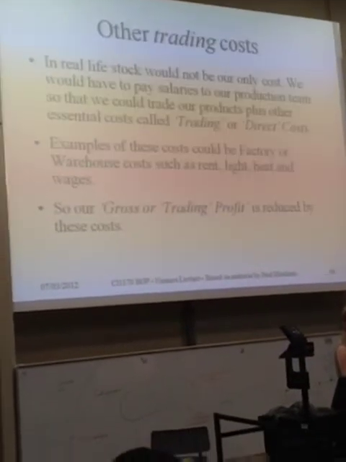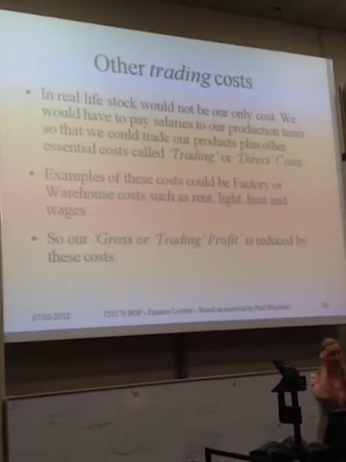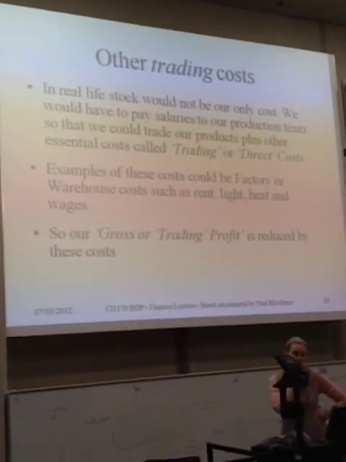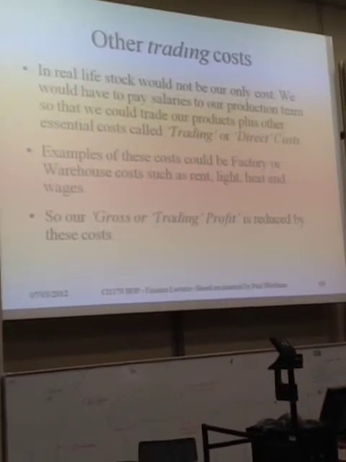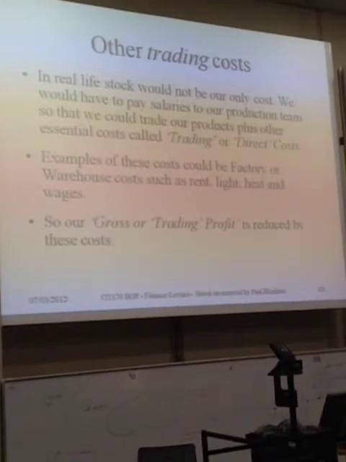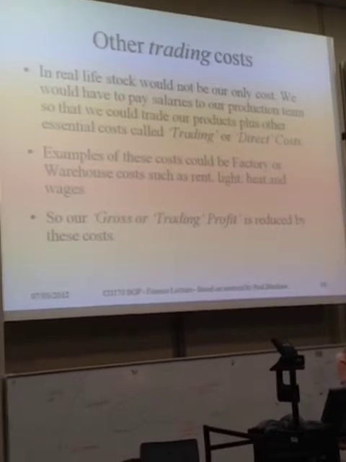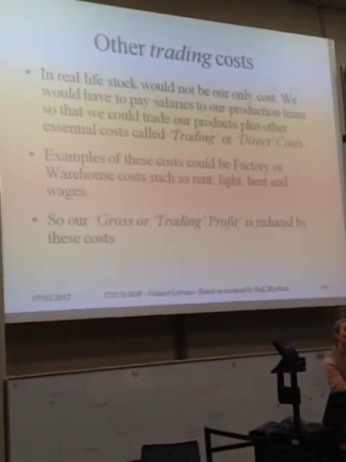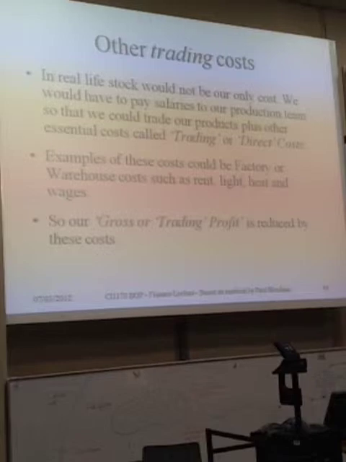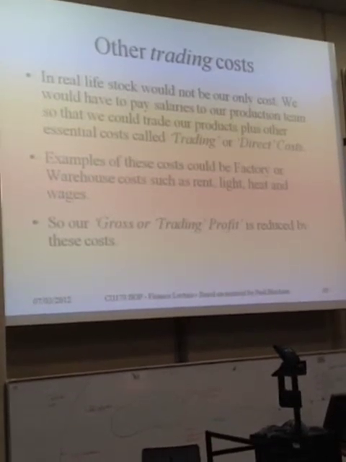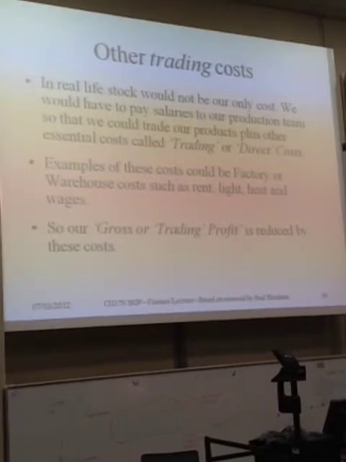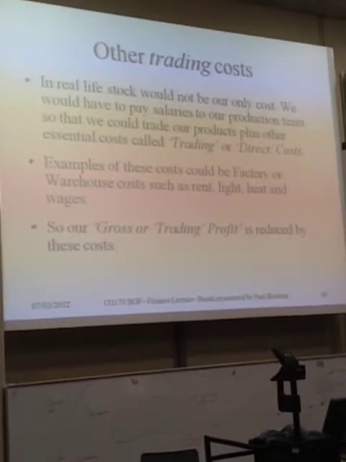It's gross profit. And that gross profit is then carried down to the lower half. You okay with that? Anybody not sure? So other trading costs. In real life stock would not obviously be the only cost. You have to pay salaries to the production team, salaries to the warehouse people, the factory people. They would be called trading. I think on the template I call them direct costs. So the difference between the top is direct costs and the bottom will be indirect costs.